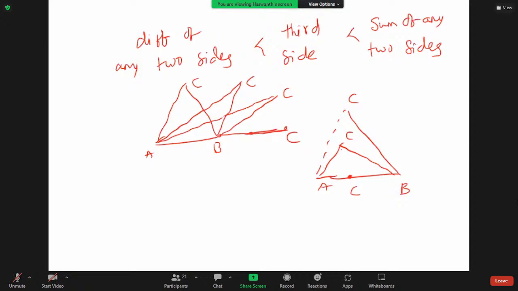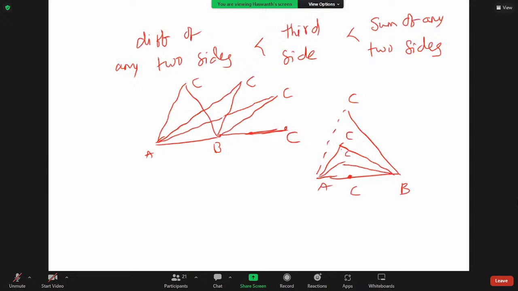Difference of other two sides. But can it be equal to the difference of two sides? No. Because in this case also, when the angle is 0, again we have three collinear points. We cannot draw this triangle. So the angle must be at least something slightly greater than 0, so that you can join them and you can form a triangle.